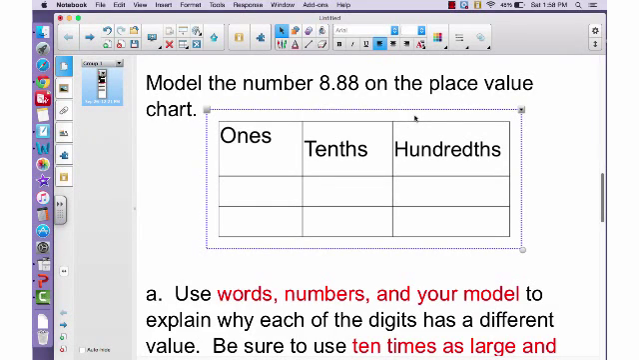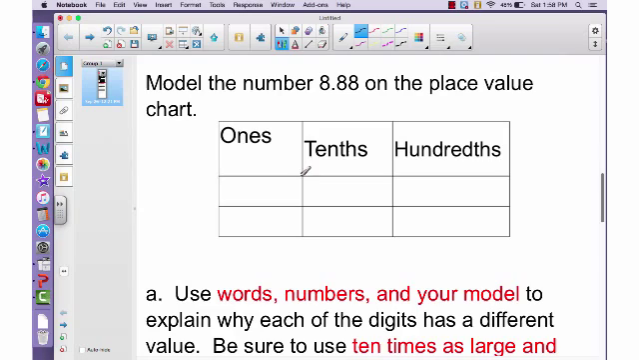Alright, this is for number 2, parts A, B, and C of the mid-module assessment. Number 2 starts off, model the number 8 and 88 hundredths on the place value chart. Either one of these would be acceptable.